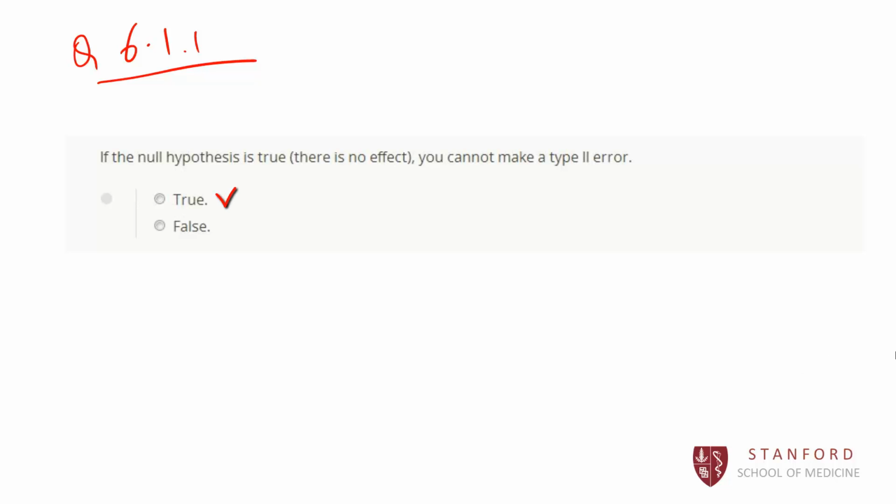The answer to this question is true. You can only make a type 2 error, which is a false negative error, when the null hypothesis is false.